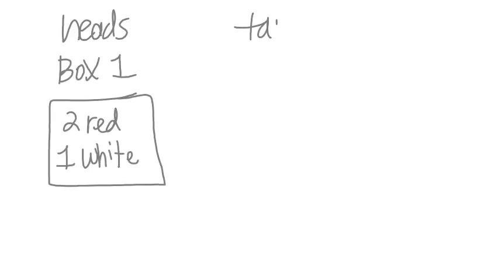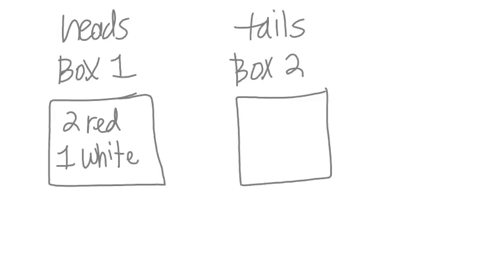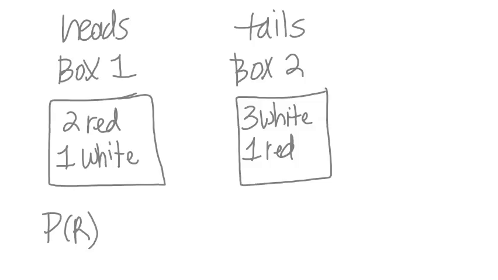If we flip a coin and we get tails, then that means we have to choose from box 2. And in box 2, we have 3 white marbles and 1 red. So we're looking for these different combinations now. So we want to find the probability of getting a red marble.